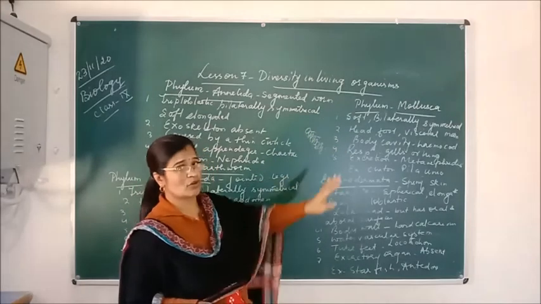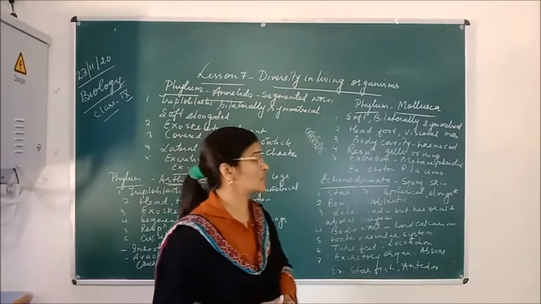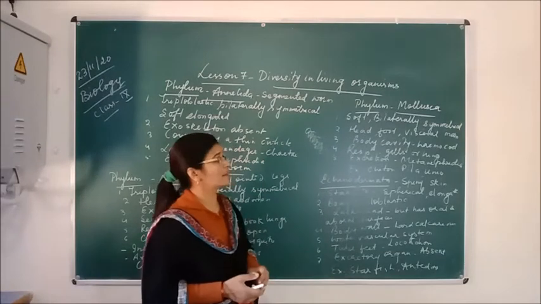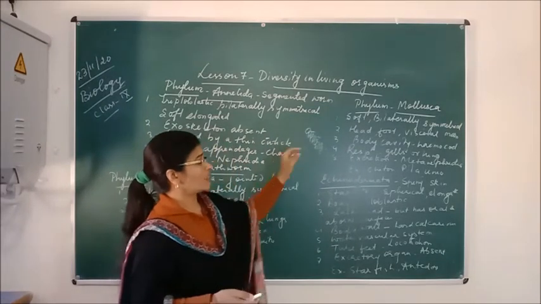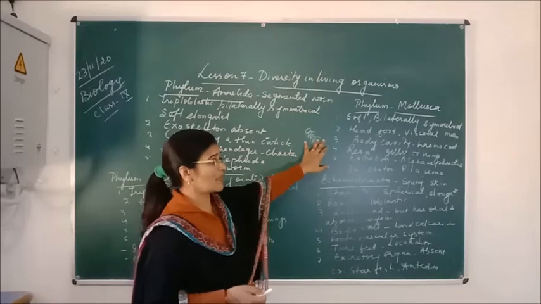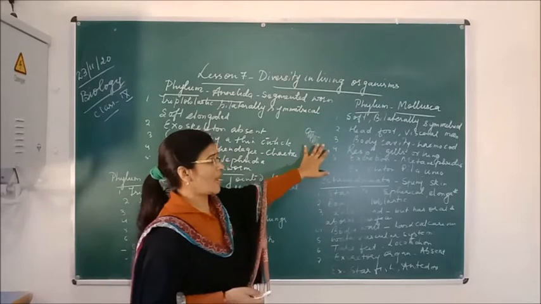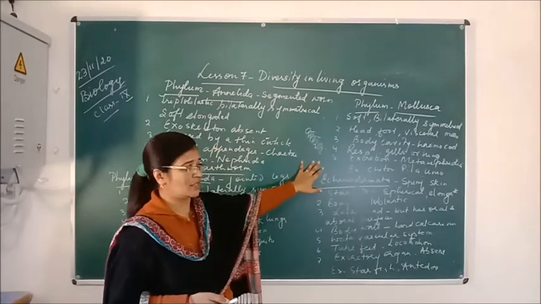And in Mollusca, the body is very soft, bilaterally symmetrical in nature. Body is divided into head, foot, and visceral mass. Body cavity contains hemocoel. Blood is filled inside. Respiration takes place through gills or lungs, and excretion through metanephridia.